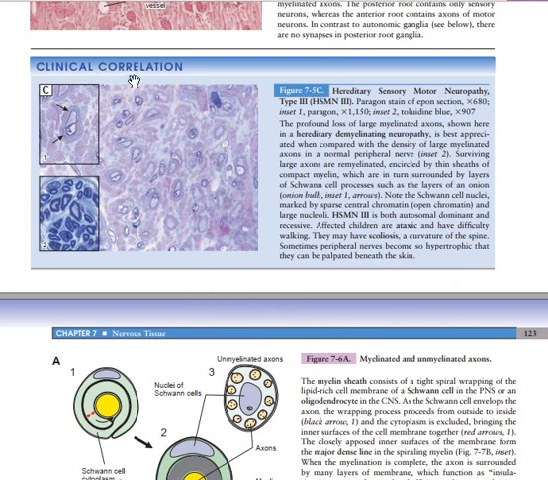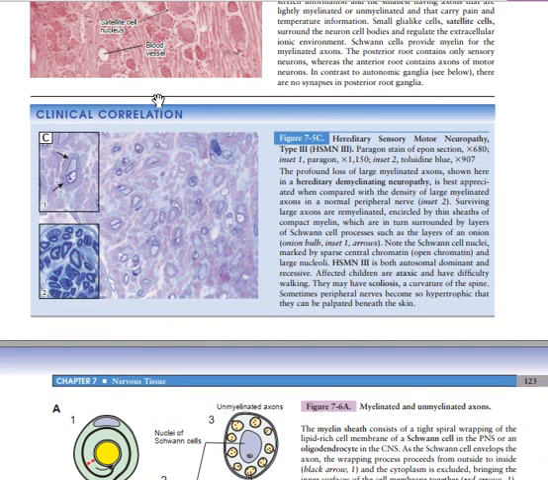now, the clinical correlation. The clinical correlation of this disorder is going to be hereditary sensory motor neuropathy type 3. This is a profound loss of large myelinated axons, shown in this hereditary demyelinating neuropathy. It is best assessed when you compare the density of the normal cells and then the abnormal cells. As you can see here, we have normal. The stain that has been used here is toluidine blue. So you see this stain here is compared with this.